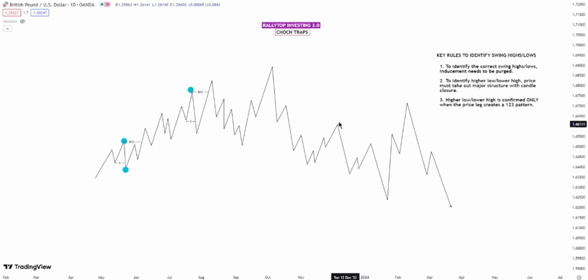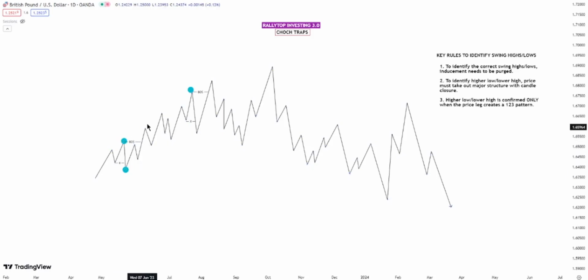All right? The price leg must create a 1, 2, 3 pattern, just like this one that you find. 1, 2, 3. Or you start from this low. This is 1, 2, 3. All right? Or if you like, 1, 2, 3. It has to create this 1, 2, 3 pattern. All right? Like this one. It has created this 1, 2, 3 pattern.